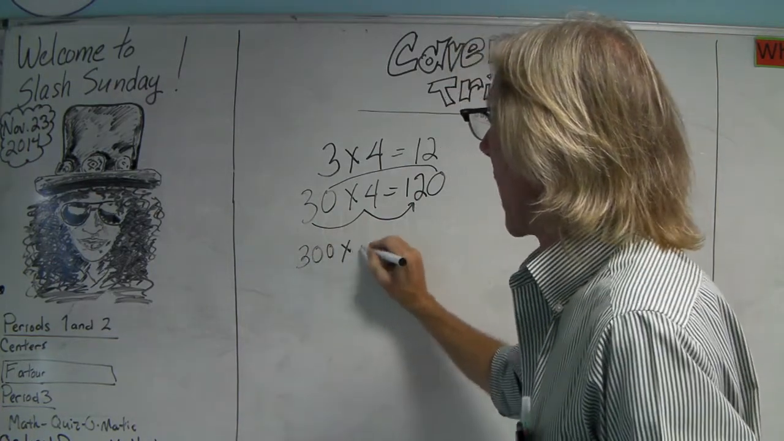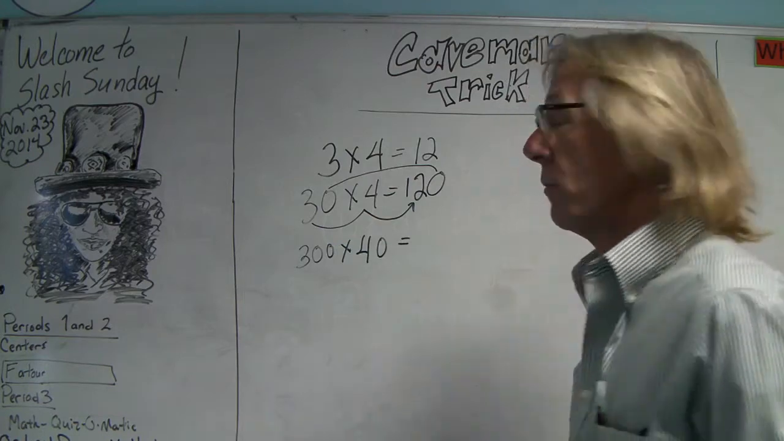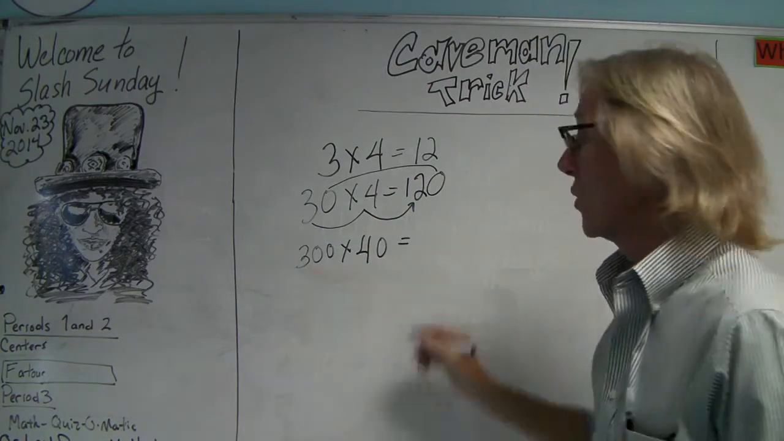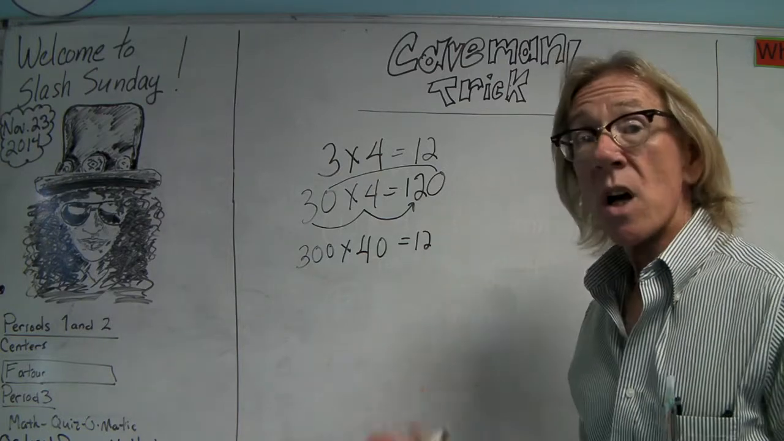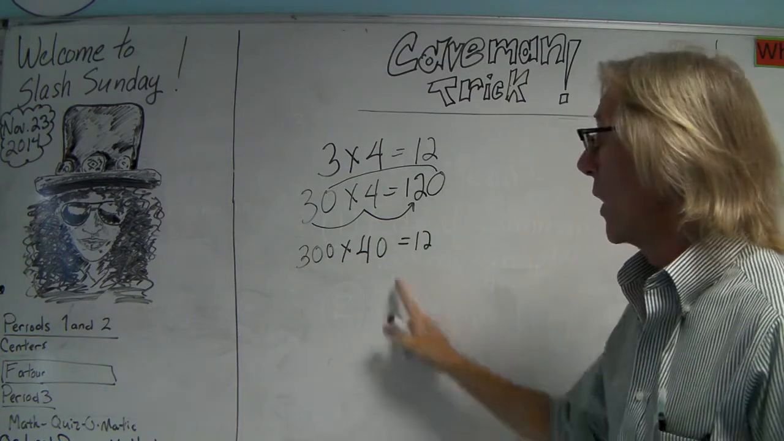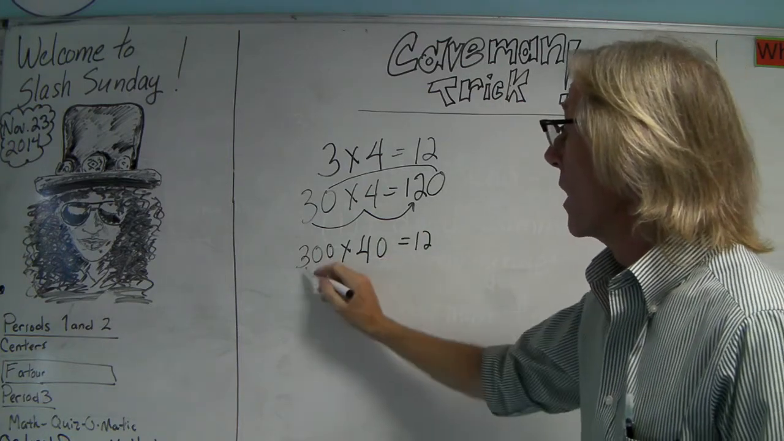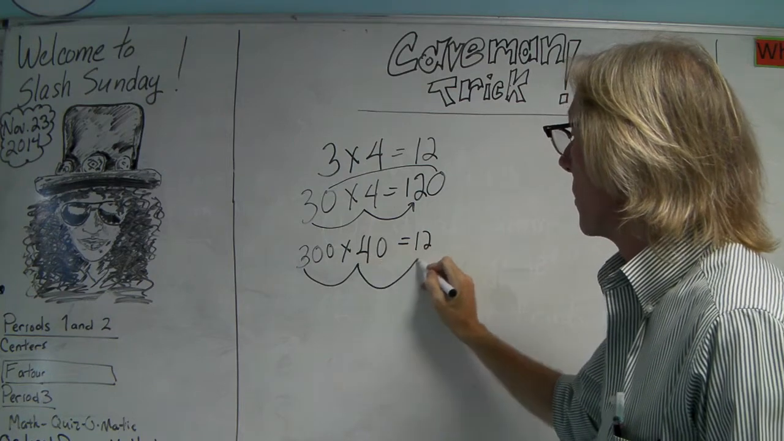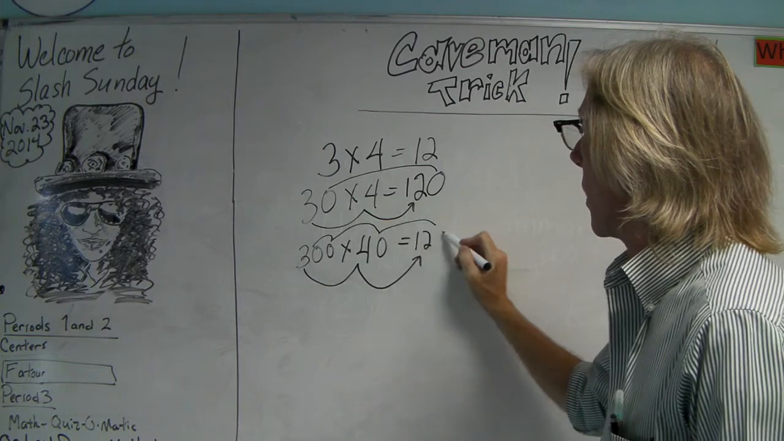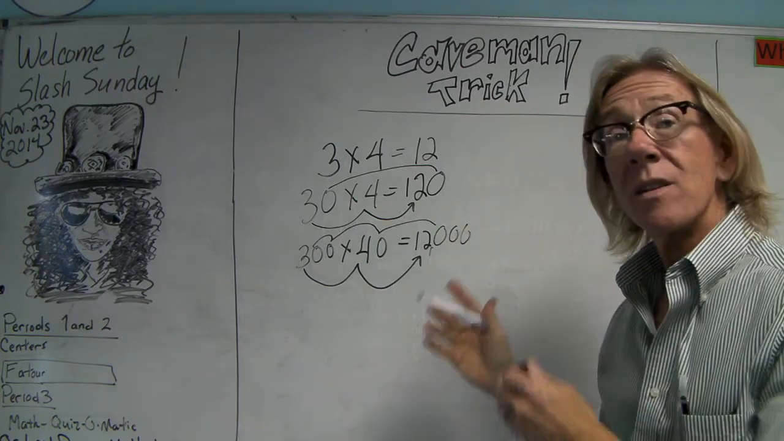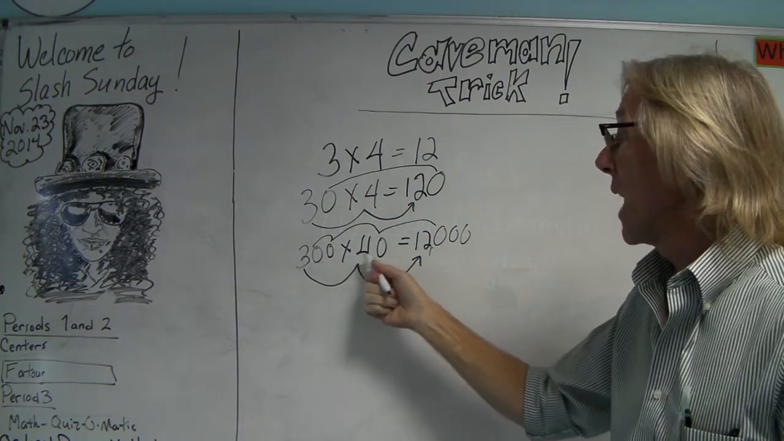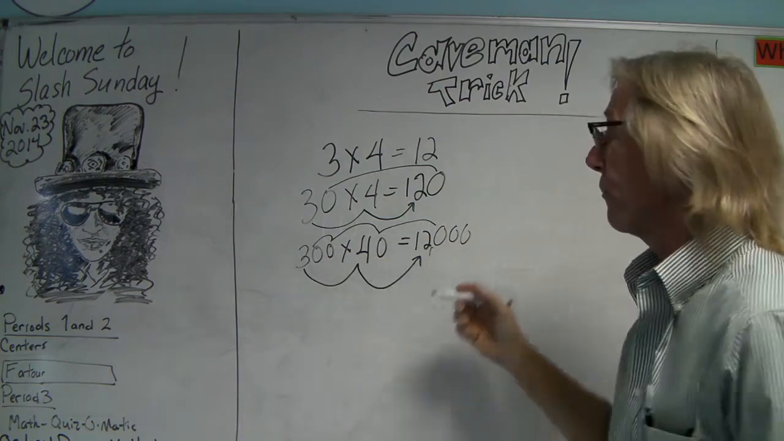300 times 40. Okay, let's work with what we know. 4 times 3 is, of course, 12. Are we done? No, because there are some zeros in the equation that we're going to need to add to the answer. 1, 2, 3. So I started with 4 times 3, which is 12. Now I have 1, 2, 3 zeros to add to the end of the equation. For the answer, it's 12,000. 300 times 40 is 12,000.